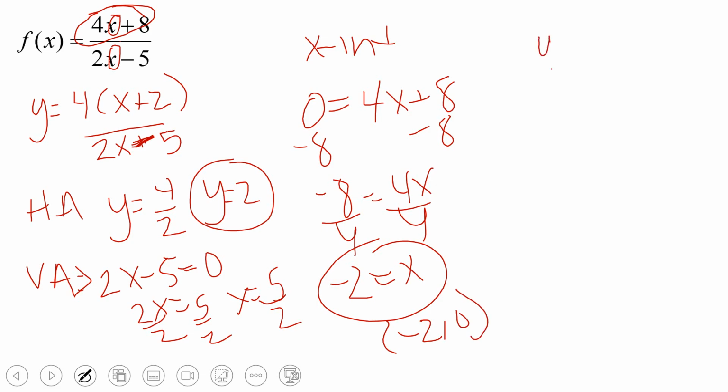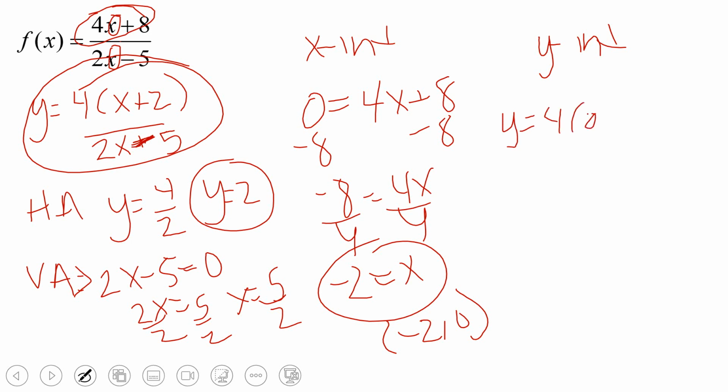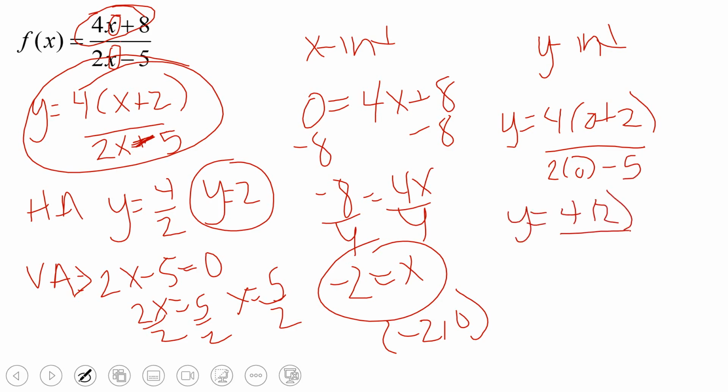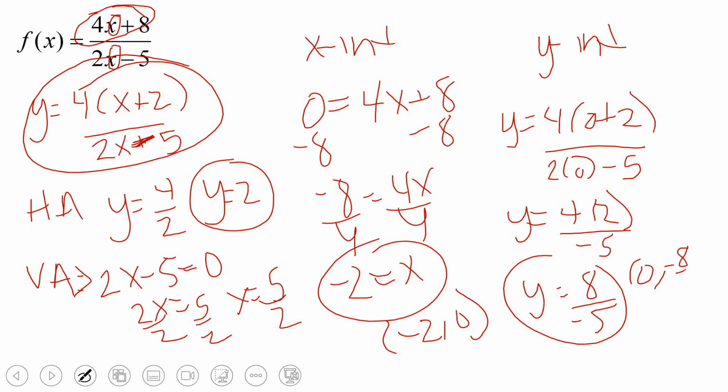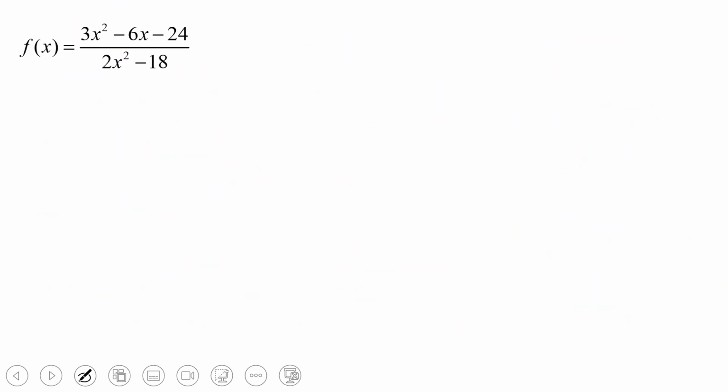Let's look at the y-intercept. For this, I'm going to replace all the x's with 0. So y equals 4 times 0 plus 2, over 2 times 0 minus 5. 4 times 2, well, 0 minus 5 is negative 5, and I end up with negative 8/5. That's going to be my y-intercept, 0 and negative 8/5.